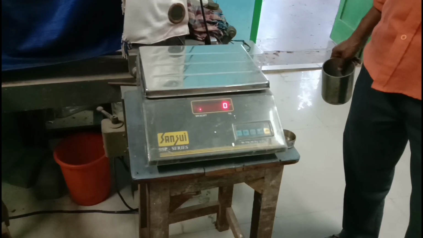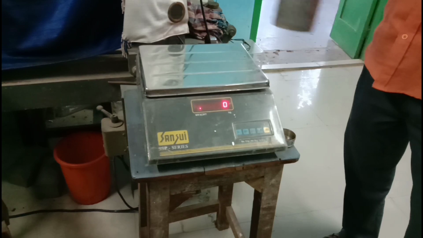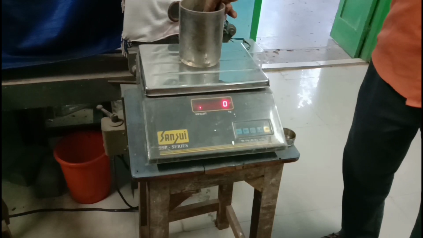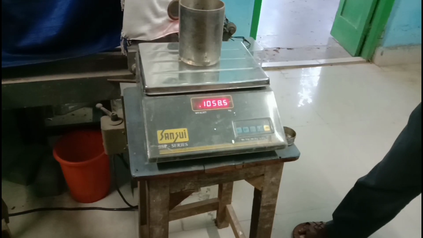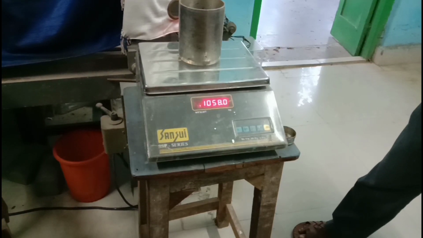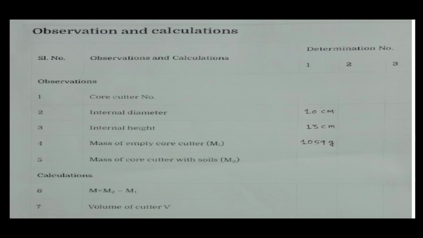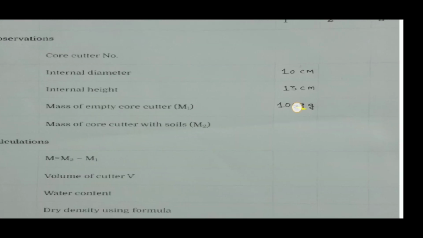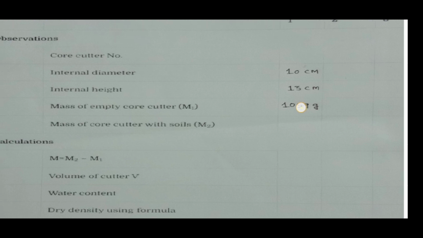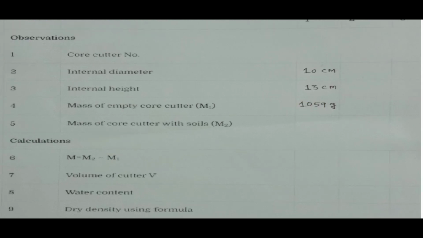Measure the weight of the core cutter and record the reading. The mass of the empty core cutter is 1059 gram. Then the next observation will be taken with the soil. So let's go to the field for bringing the soil.